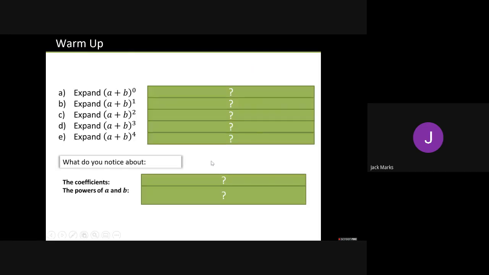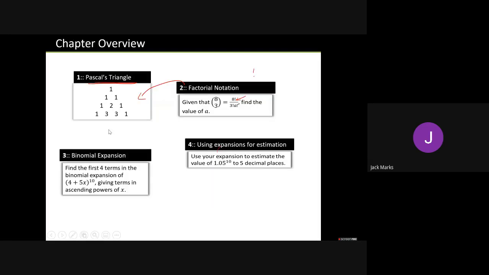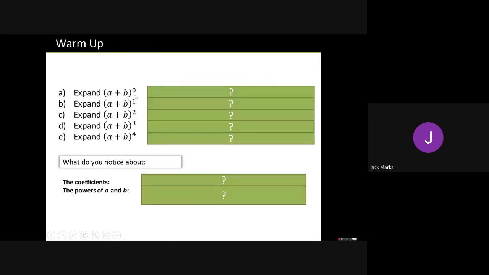So in the first part, we're going to just talk about Pascal's triangle and some of the intuition behind where this comes from. If I ask you to expand these brackets, a bracket to the power of 0, a bracket to the power of 1 is pretty much the same as not having the brackets, isn't it? Wouldn't you get an A and a B? What about this one here, A plus B squared? You would have seen this one a lot.